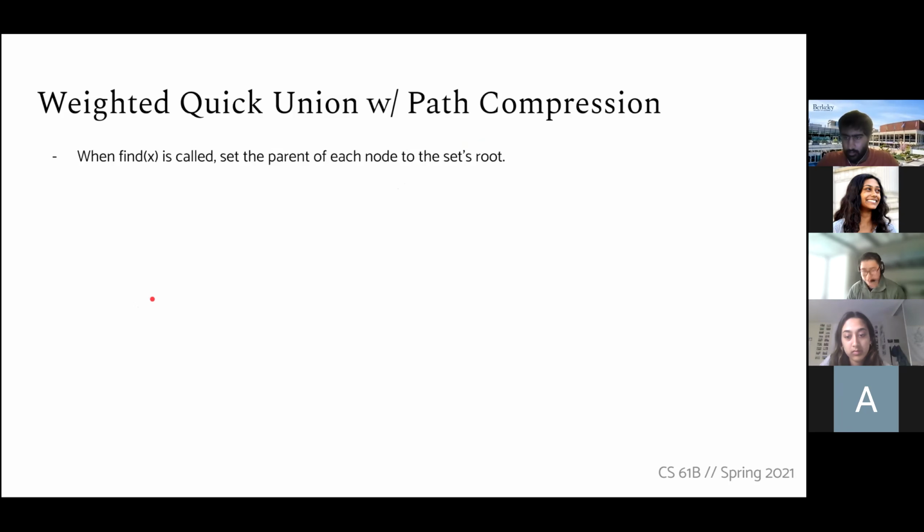Weighted quick union with path compression is basically just a subset or a special case of weighted quick union. Essentially, whenever find is called, remember back when we defined that find is a method that returns the root of x.